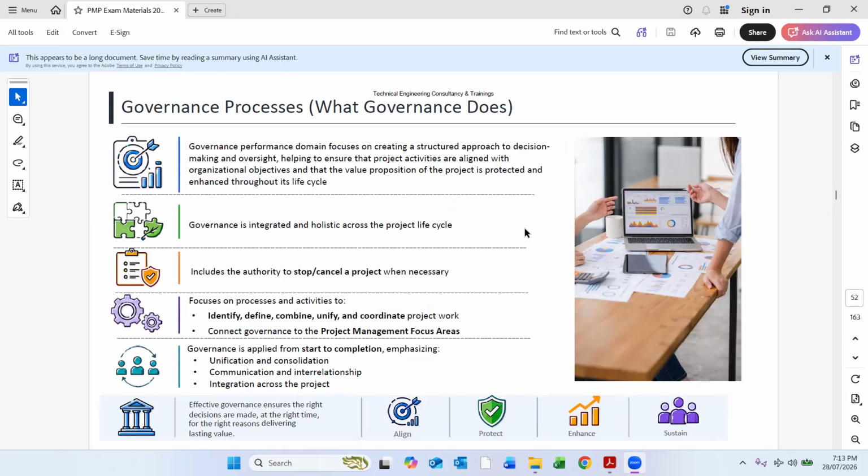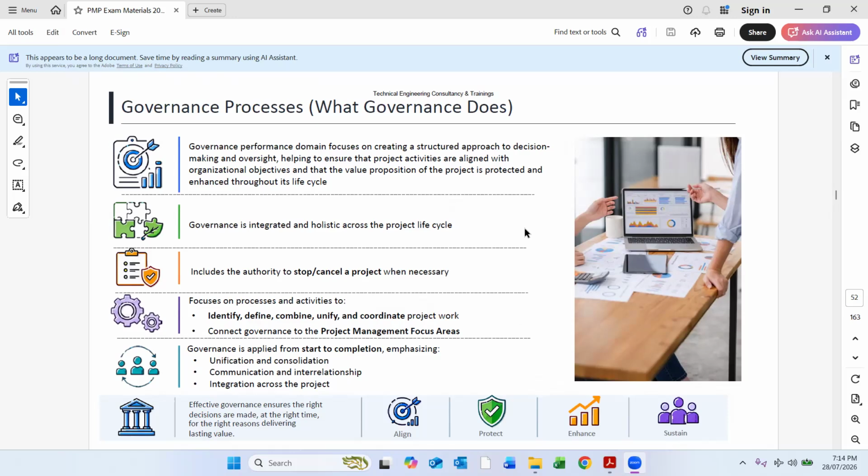Okay, so that is called the governance performance domain. Also, in governance you should have a holistic view. That is most important. Overall, you are looking at the project not as an individual, but with a holistic view, which includes the authority to stop. There should be decision making. Why? Because in governance you should know when to stop and when to cancel the project. That is also part of governance.